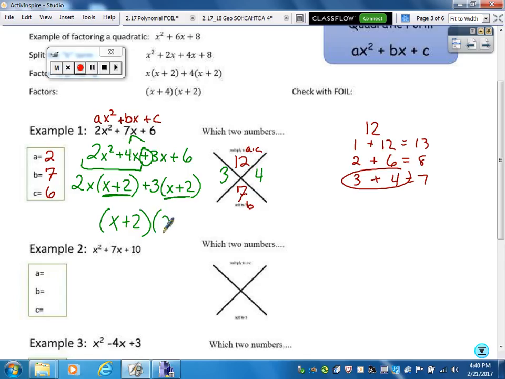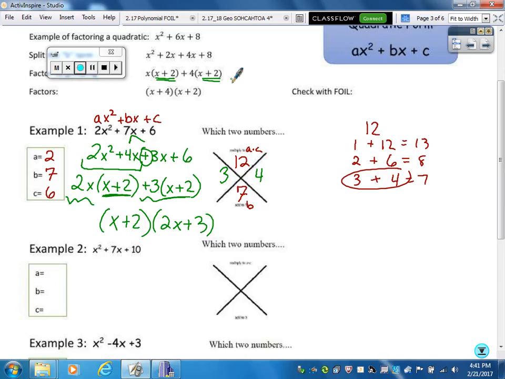2x plus 3 is my other factor. That's the stuff on the outside. So this and this. So that's back to factor by grouping. Another thing I want to point out, it actually doesn't matter which order you put these factors in, whether you put this one first or second. Commutative property of multiplication says I can do either thing.